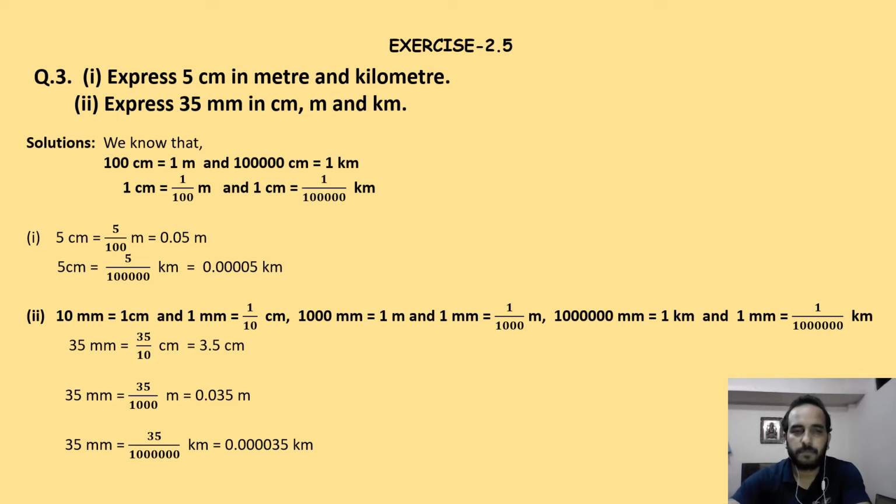The second part is: express 35 millimeter into centimeter, then meter, and then kilometer. We need to get to know the relation between the smaller units and the larger units, then you can easily solve it. You can also compare how many smaller units make one single unit of larger value, and how many single units of larger value make the smaller unit. This is the relation between the smaller and the larger units you need to understand.